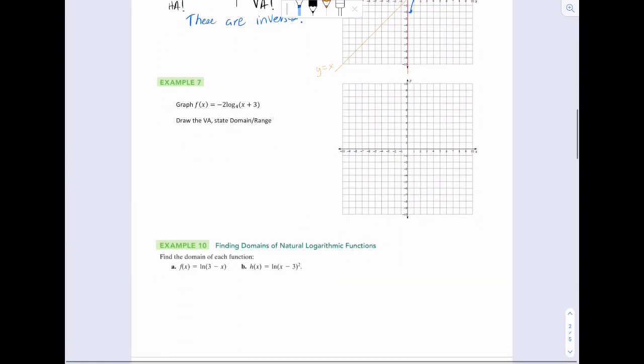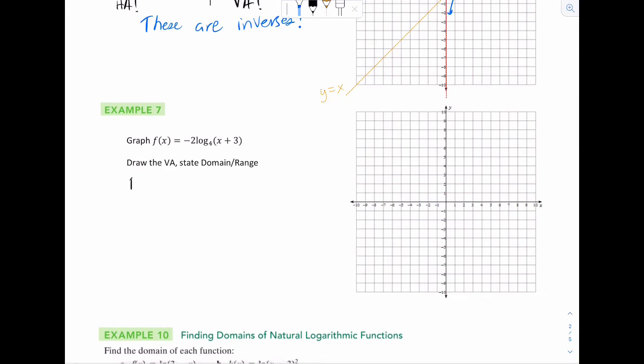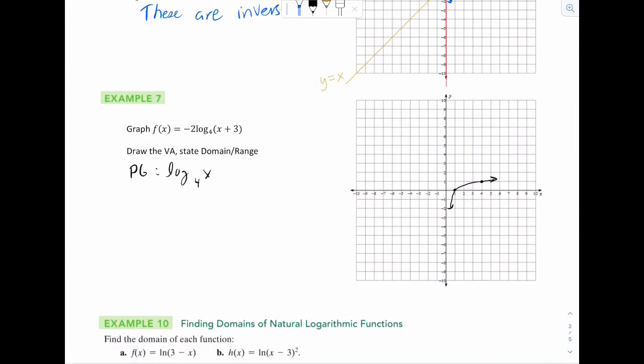So let's try to graph a log here. Draw the VA, state domain and range. So for now, let's just write a parent graph is log base 4 of x, which means my parent points are going to be 1, 0, and 4, 1. So right there, there's our log graph. And I can see a couple things are happening. Y times 2, reflect over the x-axis, and finally left 3.